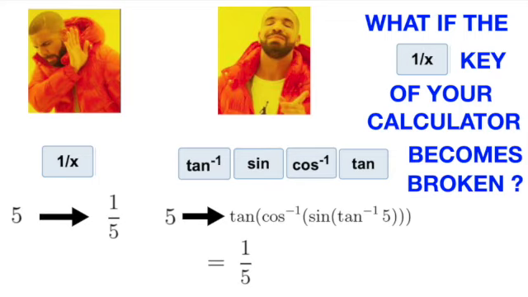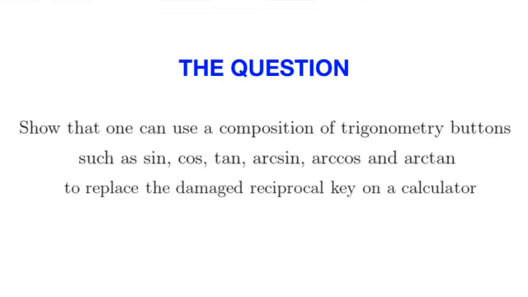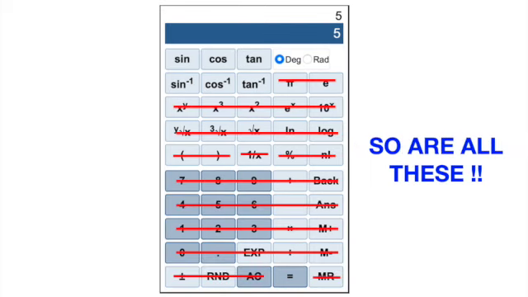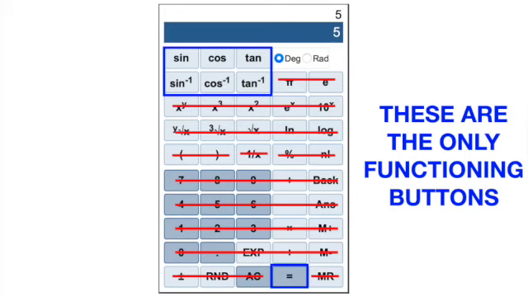Today, I would like you to imagine that you are in a tough spot. What if the reciprocal key and almost all the keys on your calculator is busted? With only access to the 6 basic trigonometric keys, namely sine, cosine, tangent, and their inverses, could you replicate the function of the reciprocal key on the calculator? That is, if you currently see a display of 5 on the calculator, could you somehow, through pressing only the 6 keys above, make 1/5 show up on the calculator display?